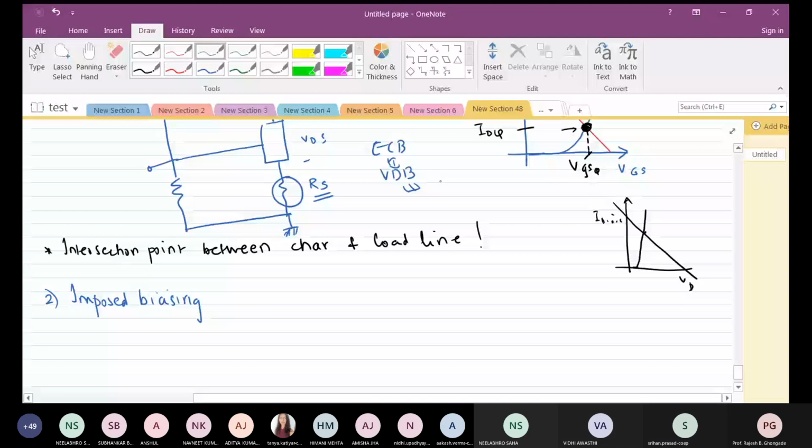Okay, sir. Why universal? Now you will be able to understand. We employed the same biasing for BJT and we are employing the same type of biasing for MOSFET as well. In fact, for JFET also we have this kind of thing.